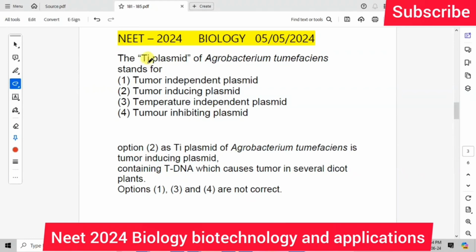The Ti plasmid of Agrobacterium tumefaciens stands for. It is option 2, tumor inducing plasmid. You can see the explanation down here. The Agrobacterium tumefaciens Ti plasmid, the tumor-inducing plasmid, contains T-DNA, which causes tumors in several dicot plants. So, the remaining are wrong. Thank you.